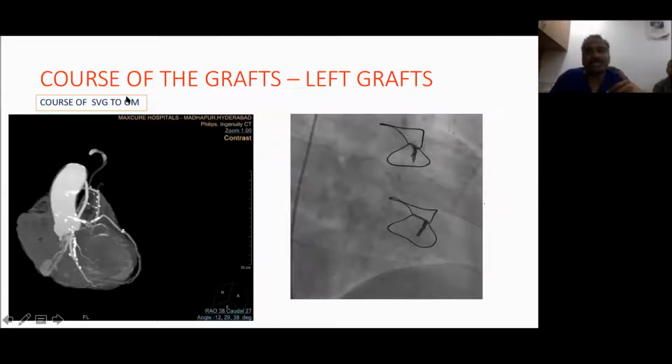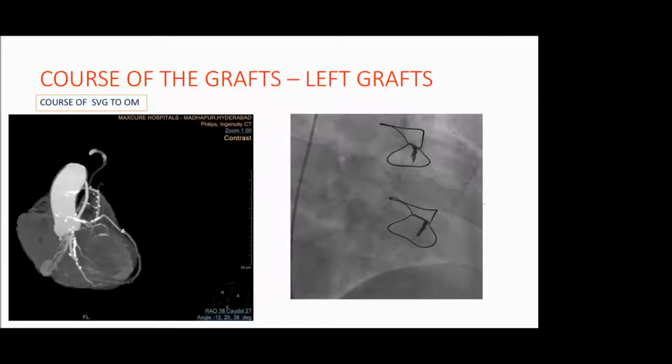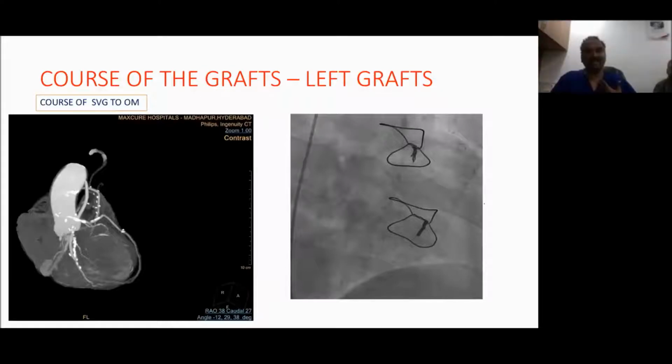Coming to the course of the venous graft to OM, the best view to visualize it is RAO-caudal, because the plane of this venous graft is something like this. It is located like this. Exactly perpendicular plane comes in RAO-caudal, or elevocranial. But elevocranial is not ideal because the distal part of the graft goes directly downwards, so it becomes an end-on view. So RAO-caudal is the best view.